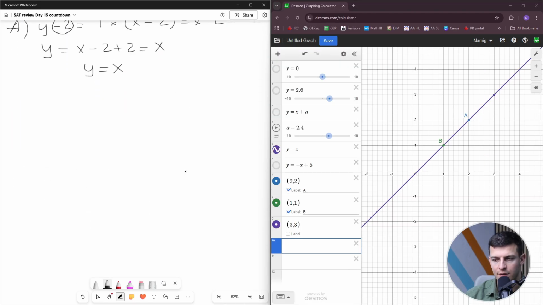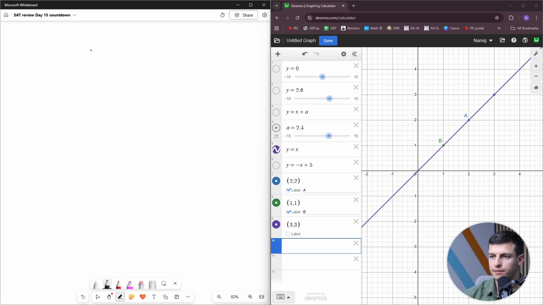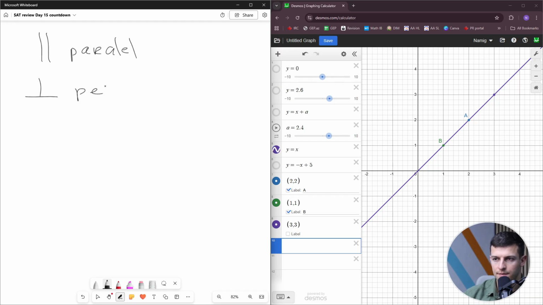The next thing we're going to look at, we're almost wrapping up this topic, is parallel and perpendicular lines.